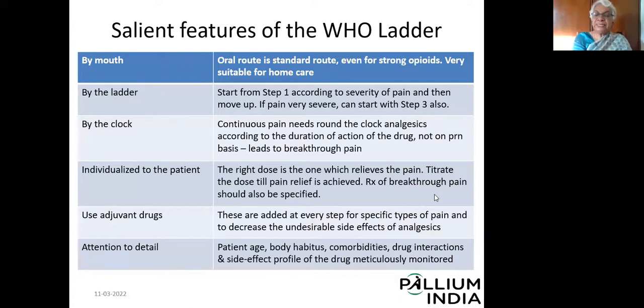And very important is attention to detail. So attention to detail is you have to take into consideration the patient's age, the body weight of the patient, the comorbidities that the patient is having. Does he have a kidney dysfunction or a liver dysfunction, or any history of any allergy or any drug interaction? So the drug history of the patient has to be kept in mind. So many things have to be detailed. Meticulously, you have to look at all that.